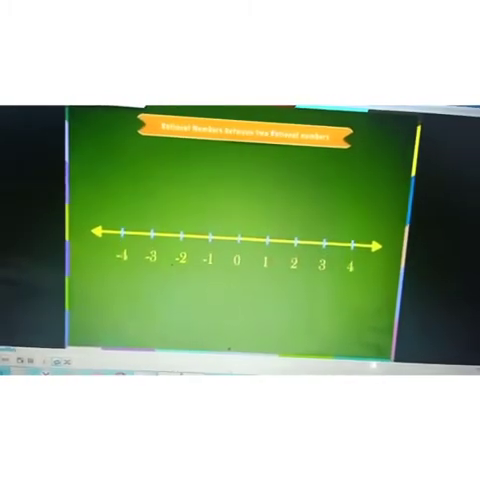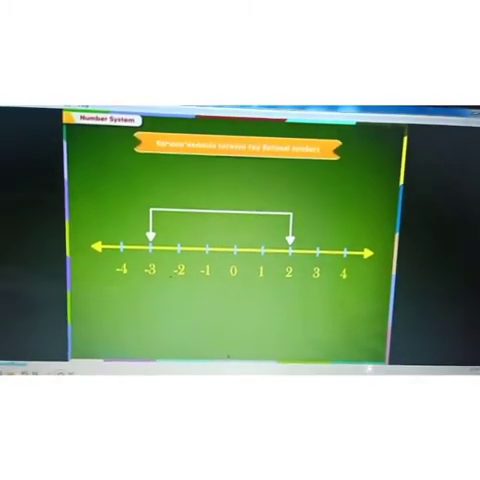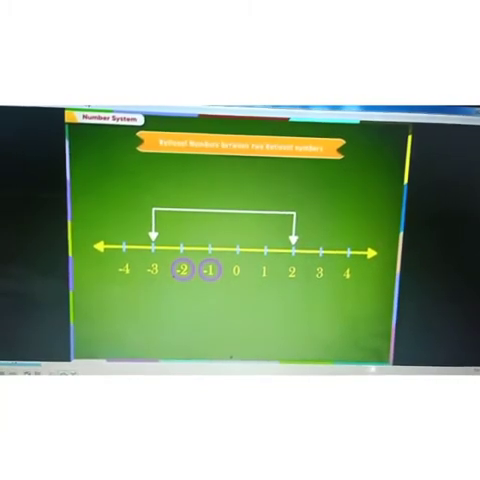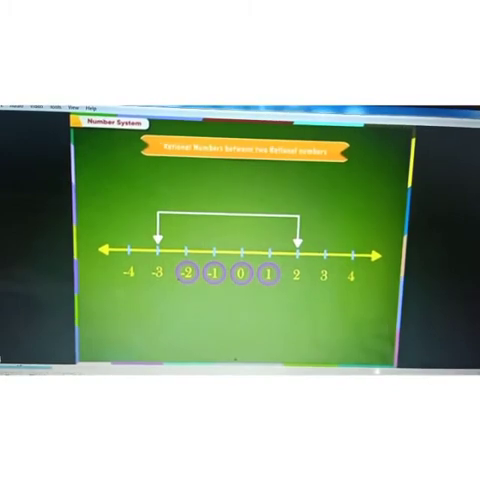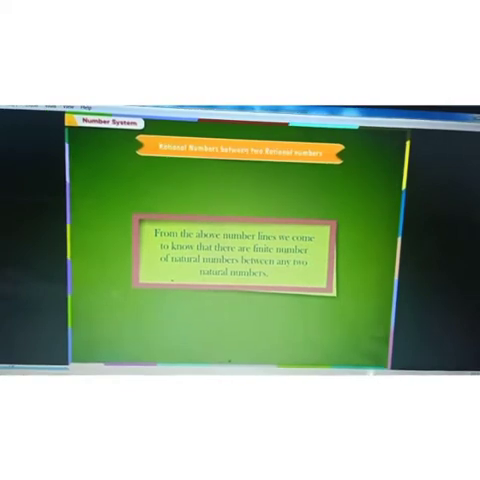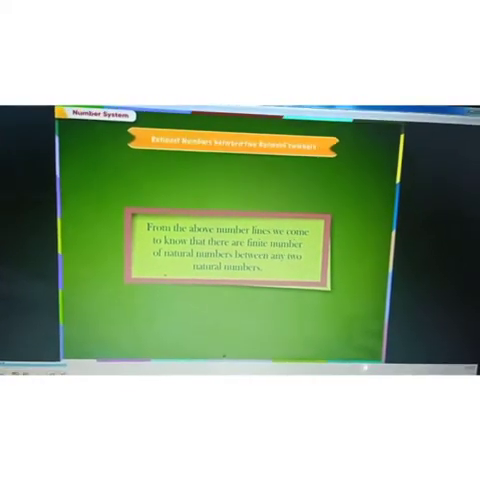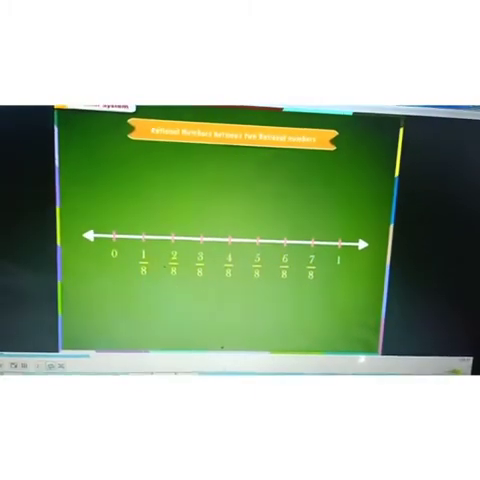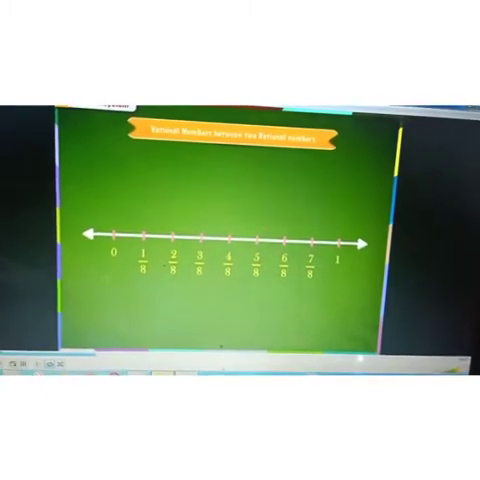We have seen that there are integers between two integers. Let's take an example. What are the integers that lie between minus 3 and 2? Okay, what are the integers? Minus 2, minus 1, 0 and 1. These are the integers which lie between minus 3 and 2. So in this way we have studied that there are a finite number of natural numbers and integers between any two natural numbers or any two integers. Okay, so we have studied that so far. Now we will study rational numbers between two rational numbers.